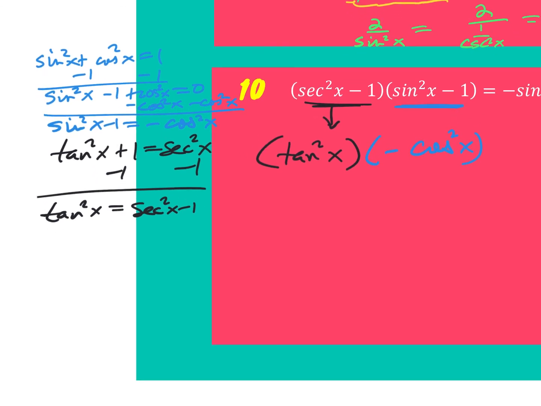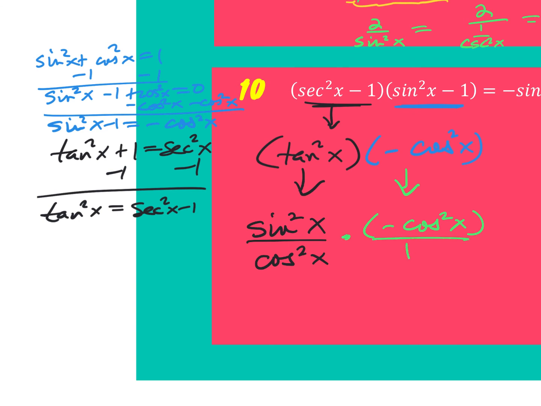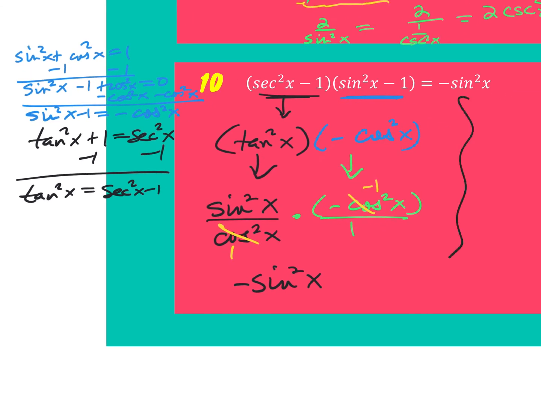Now what I'm going to do is change it to sines and cosines. So I'm going to change tangent to its quotient. So it becomes sine squared x over cosine squared x. And then, let me change the color here. Then this stays the same. Let me just do it in green. I think it shows up better. And now I can simplify diagonally. So then this becomes a 1 and a negative 1. And then I can multiply it. And then the final answer is negative sine squared x, which is what was on the right. So I got it to verify.